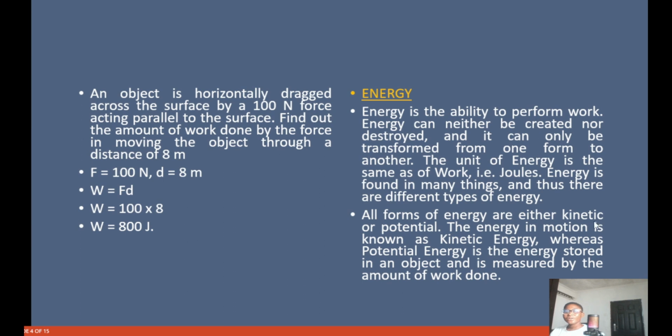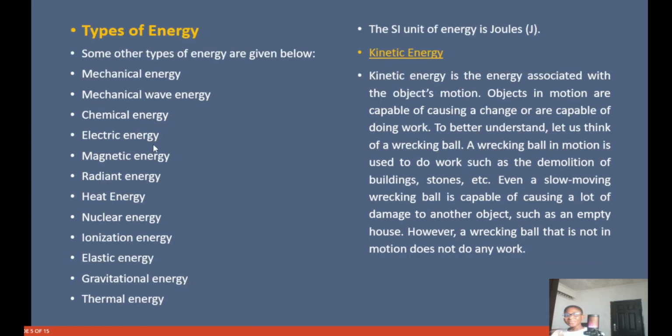Kinetic energy is energy a body possesses by virtue of motion, whereas potential energy is by virtue of position. The energy in motion is known as kinetic energy, whereas potential energy is energy stored in an object and is measured by the amount of work done. Types of energy: we have mechanical energy, chemical, electrical, magnetic, and so many types of energy. And don't forget, the SI unit of energy is joules.